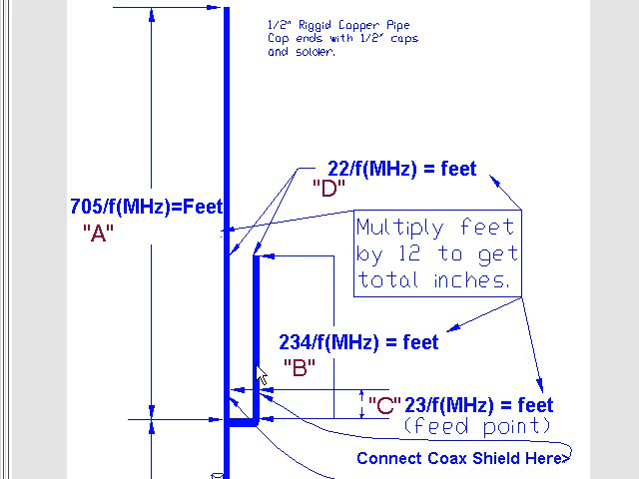Now, this second element here, denoted as B, is the secondary element, which is 234 divided by the frequency in megahertz to equal the feed. C is 23 divided by F in megahertz to equal your feet. And this is where you actually place your feed point, your connector or your coax. This is the distance from this tiny little nubbin down here, which is denoted as D. D is the space between the long element and the short element, which is 22 divided by frequency in megahertz to equal the feet.